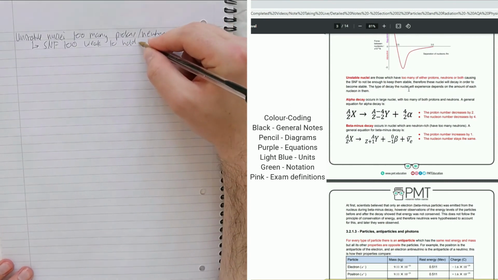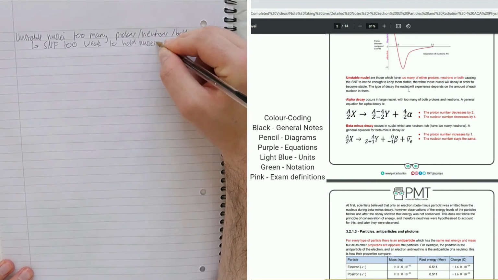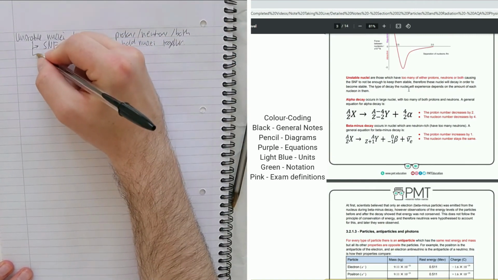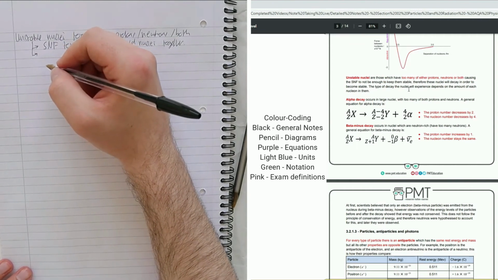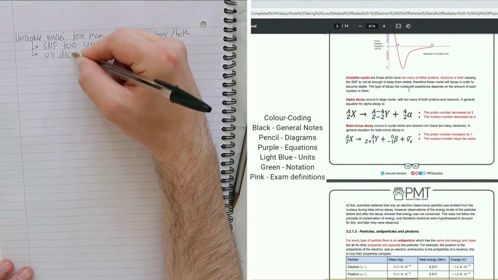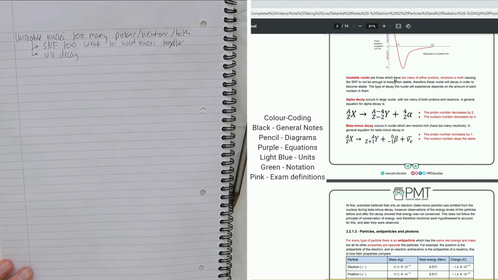To hold nuclei together. And another thing is that it means it's going to decay. So the last thing I'll do is talk about these two types of decays in my notes, and then I'm going to stop.